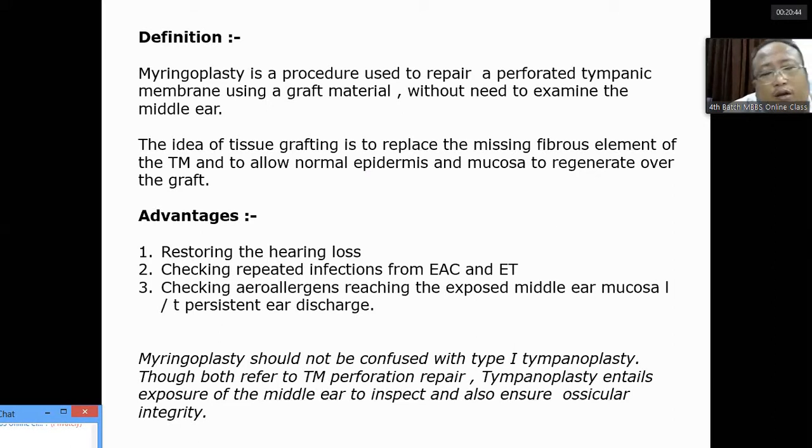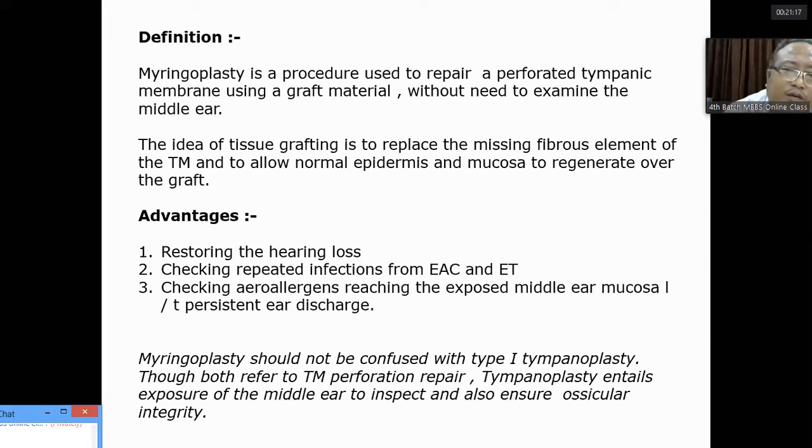So on examination, we see a perforation in the middle ear, and we advise surgery. That is myringoplasty, the basic one. But depending on the size of the perforation, we can also have some variation, which will be discussed. But the main objectives of doing the myringoplasty are recovering the hearing loss and preventing further infections.